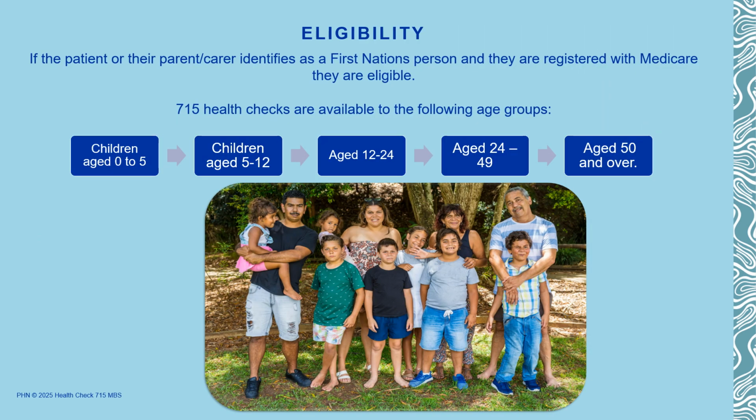To be eligible for these health checks, there are different categories because of the age groups, and the following age groups are here, as you can see on the screen. From children from a bubba to age 5, children from 5 to 12, then 12 to 24, 24 to 49, then 50 and over. So they're the 5 different brackets. I think early days it used to be 3, and then went to 4, but now they've opened right up to 5.